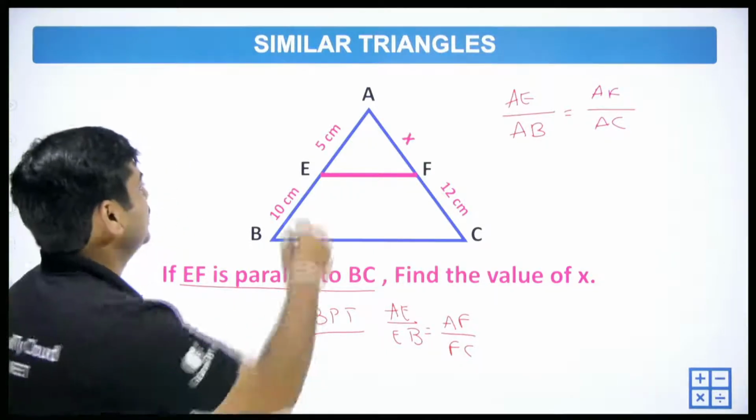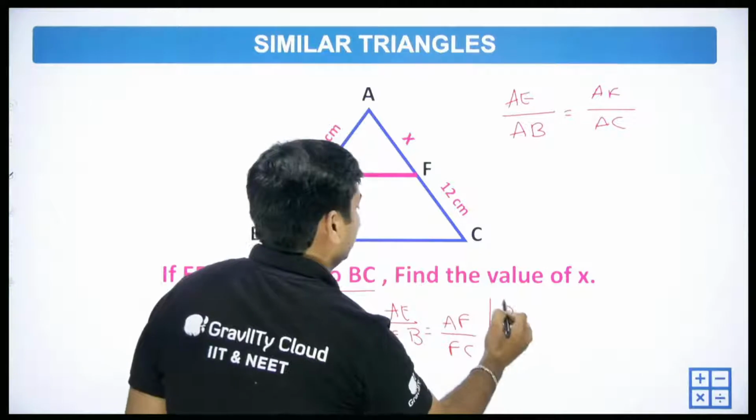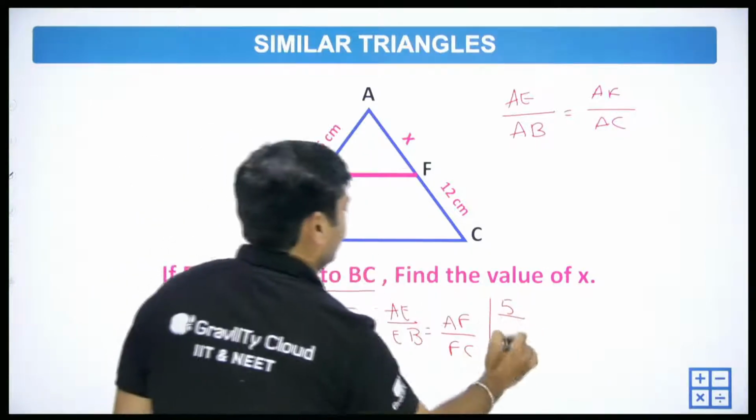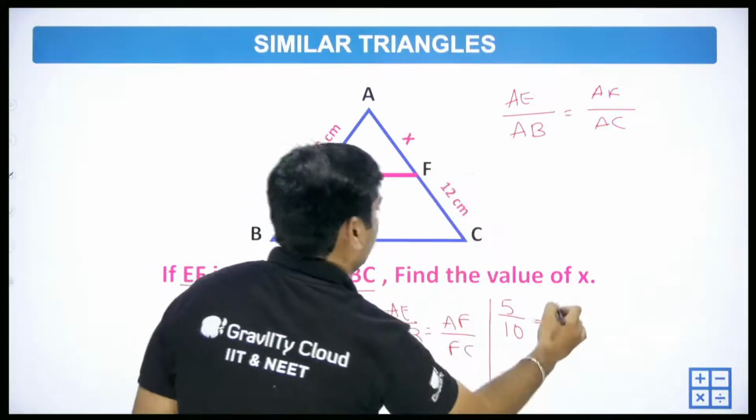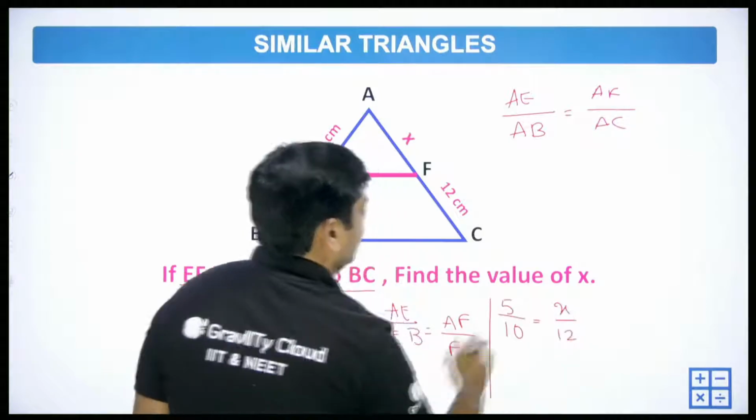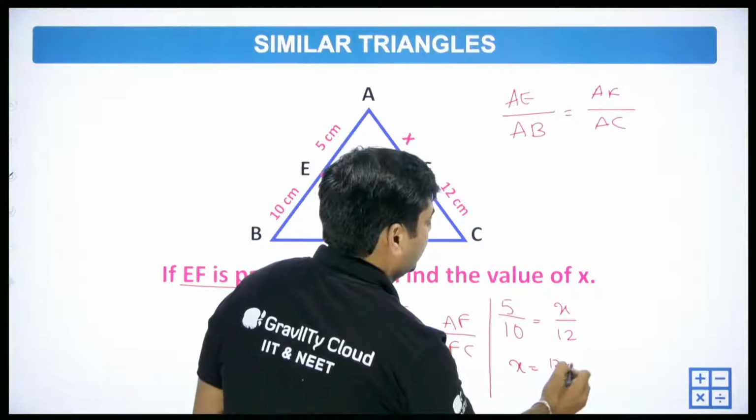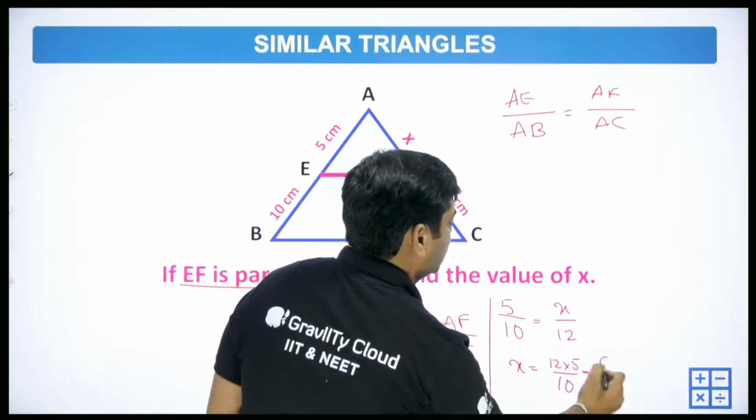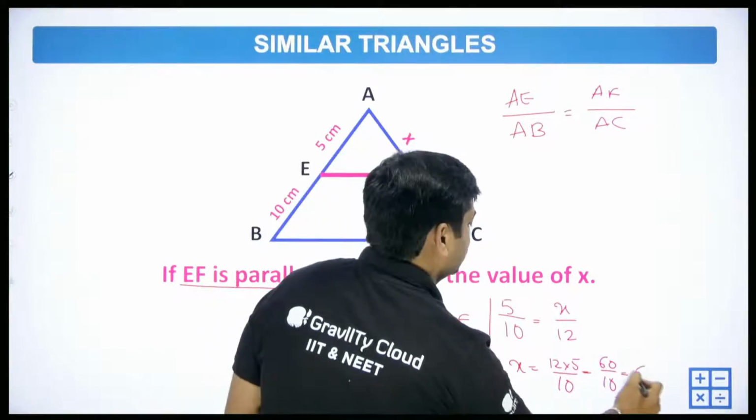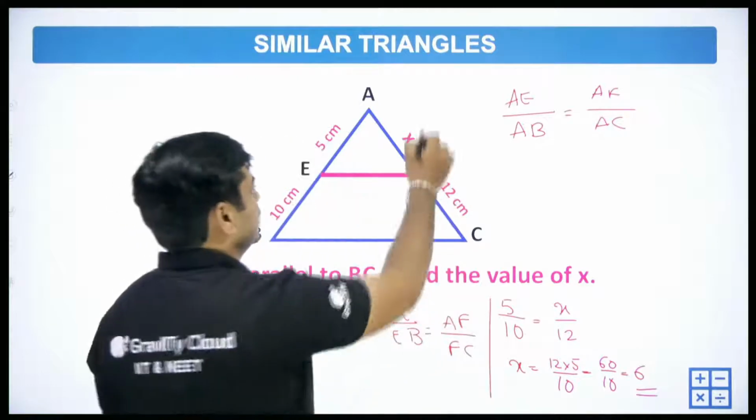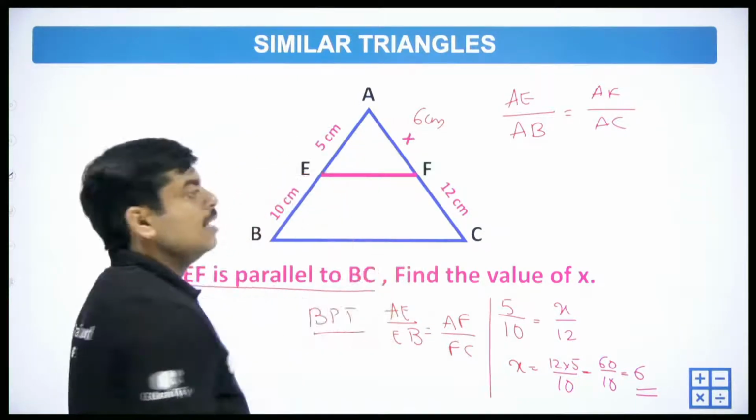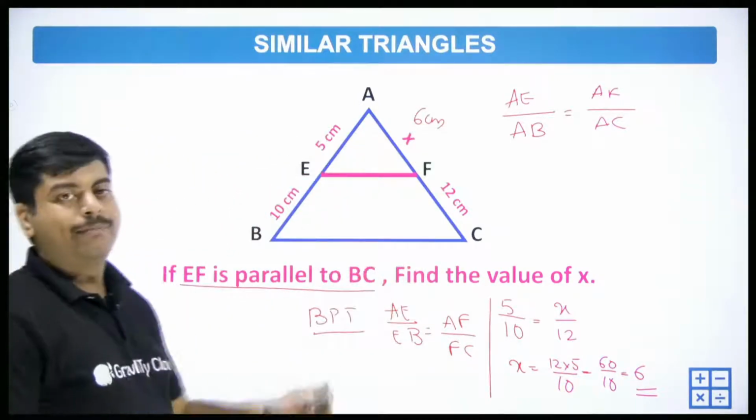So AE is 5 by EB, EB is equal to 10. 5 by 10 is equal to AF, x, by FC, 12, right? So can we cancel? x is equal to 12 into 5 by 10. So 12 times 5 is 60, 60 by 10. That becomes 6. Okay, x is equal to 6 centimeters. That is how we can use the basic proportionality theorem.